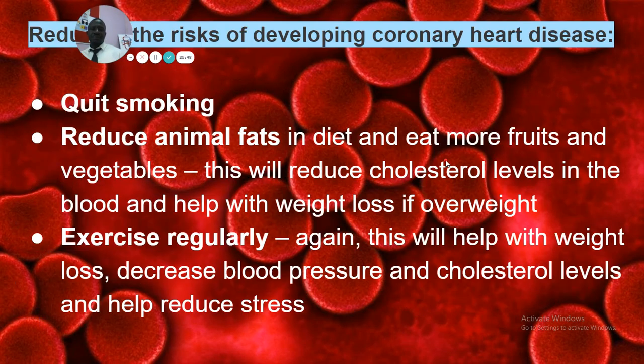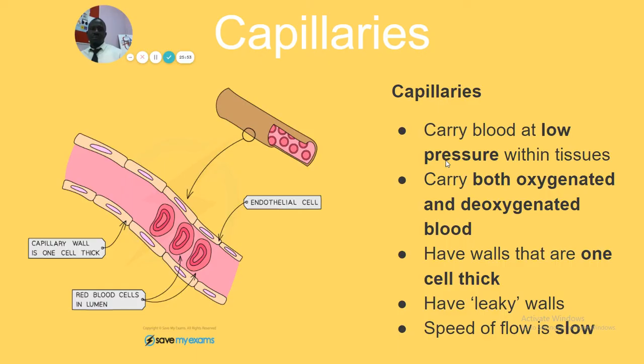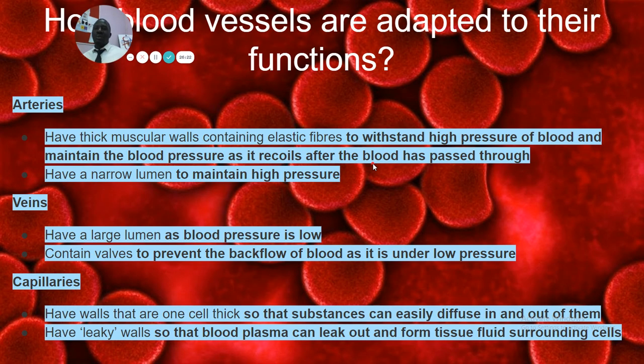Capillaries carry blood at low pressure within tissues. They carry both oxygenated and deoxygenated blood. They have walls that are 1 cell thick, and they also have leaky walls. The speed of flow is very slow. So this is how we can discuss the arteries. You can always pause the video and then do the writing.